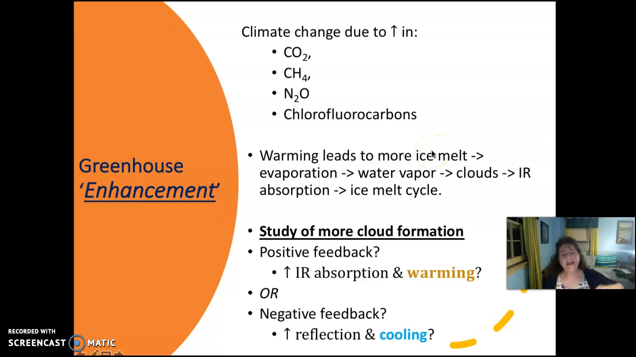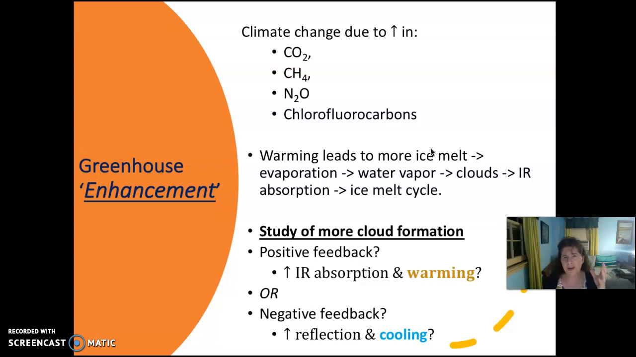More ice melt leads to more evaporation off the oceans because there's more water around. That leads to more water vapor. That leads to more clouds. That leads to more IR absorption by the water vapor. That leads to more ice melt. That's what we call a positive feedback loop. What starts comes back around and gets reinforced, a positive feedback loop.